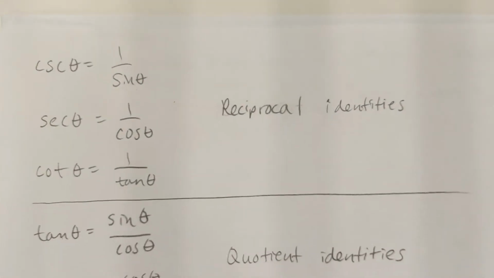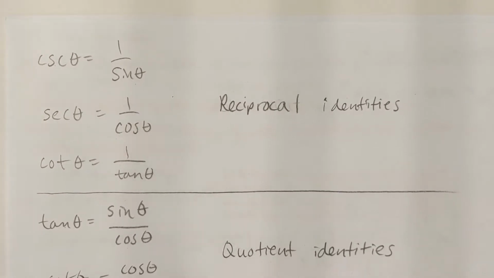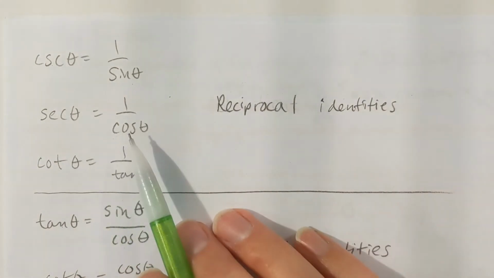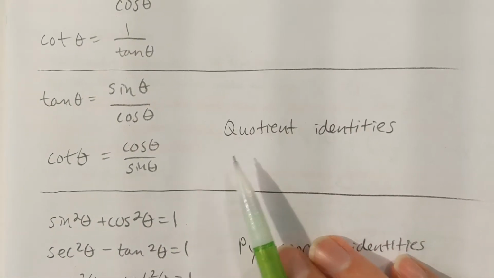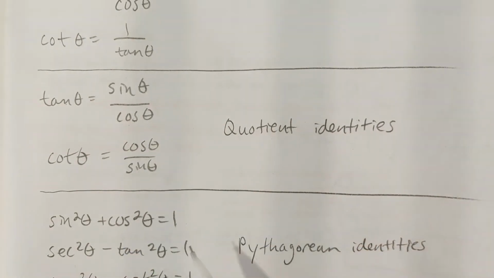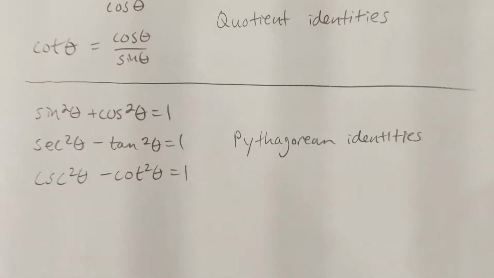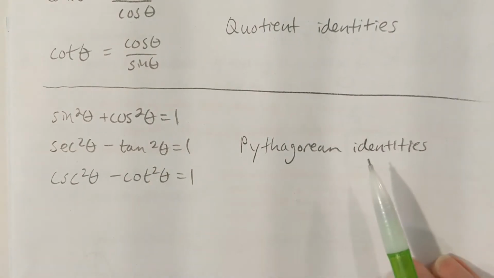We've talked about the reciprocal identities, and these were identities that we were using to define cosecant theta, secant theta, and cotangent theta. You're going to take the reciprocal of sine theta, the reciprocal of cosine theta, the reciprocal of tangent theta. There's also the quotient identities. Tan theta can be defined in terms of sines and cosines, sine theta over cosine theta. Cotangent theta can be defined as cosine theta over sine theta. And then there's the Pythagorean identities. These three Pythagorean identities are ones that I'd like you to know.